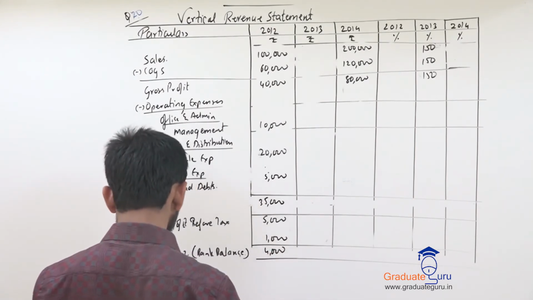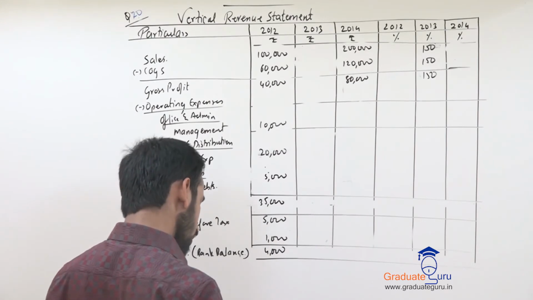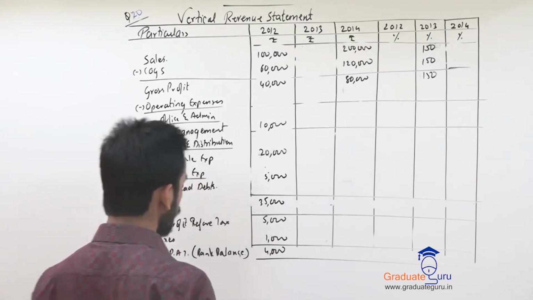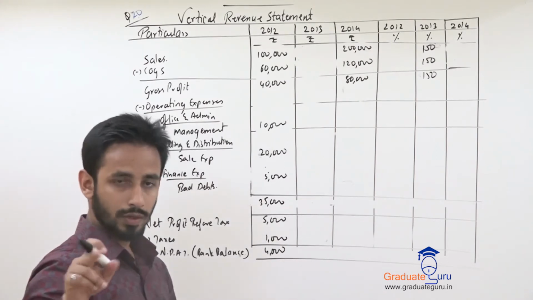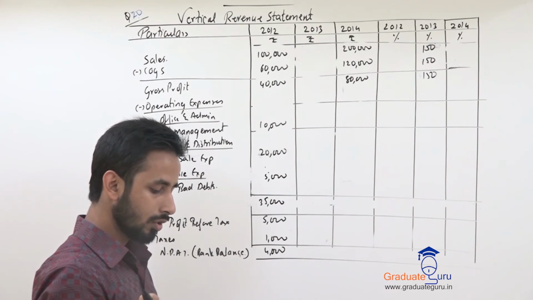How come they have written 5,000? There's a printing mistake out there. 10, 20, 30, 35, 36, so it has to be 4. There's a printing mistake in the question, that is 5,000. The bank balance they have said is 5,000, right? So just cross it out and write 4,000.